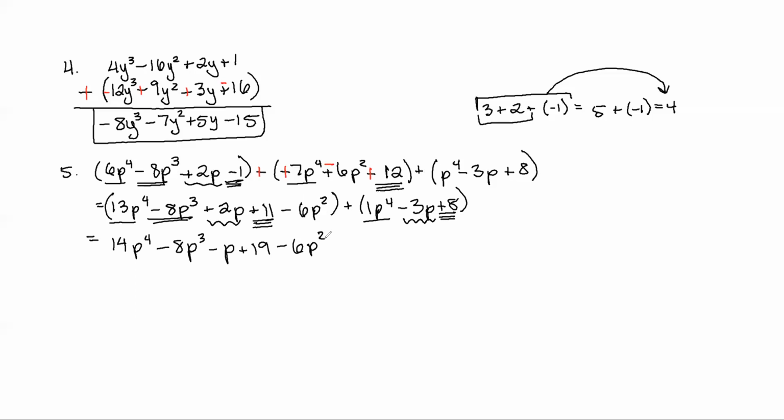Okay, so again, this is technically correct. To put it into descending order, I'm going to put our highest exponent and just kind of decrease there. So 14p to the 4th minus 8p cubed, and then we need our p squared, so minus 6p squared minus p plus 19.